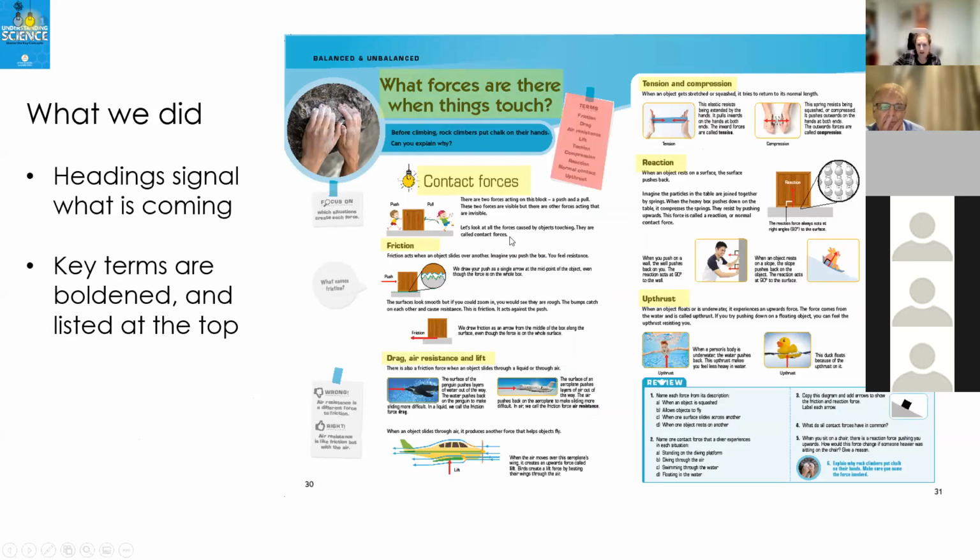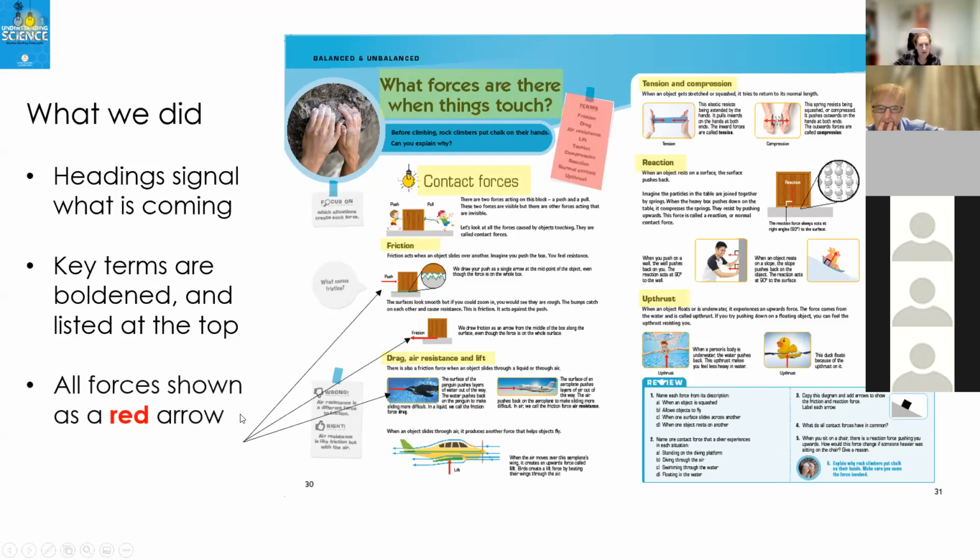We've got our key terms in bold, and we've got a list at the top there, so they know they're coming up and they can spot them in the text, so signaling that those are important words. All the forces we're shown with a red arrow, so we're signaling the forces each time they come up.